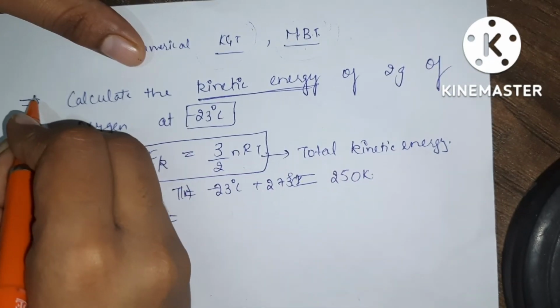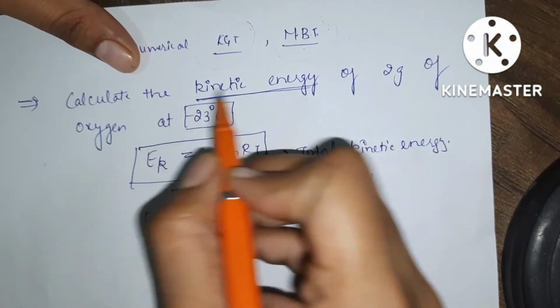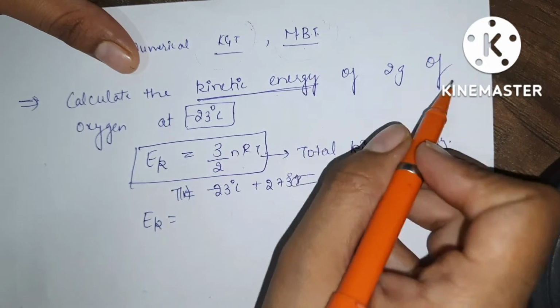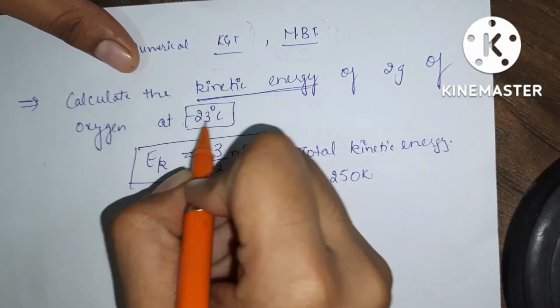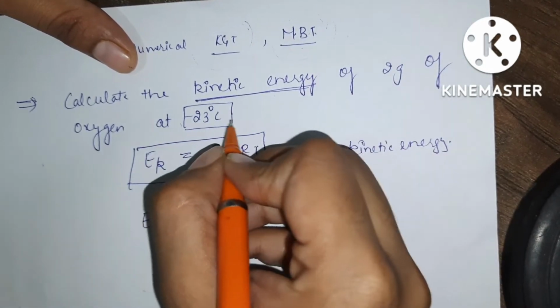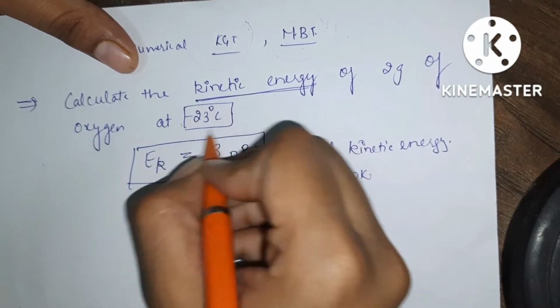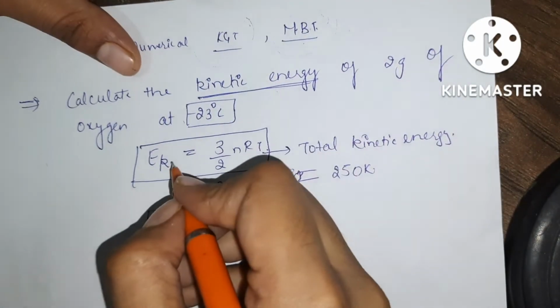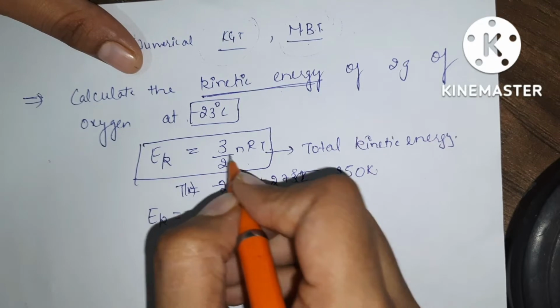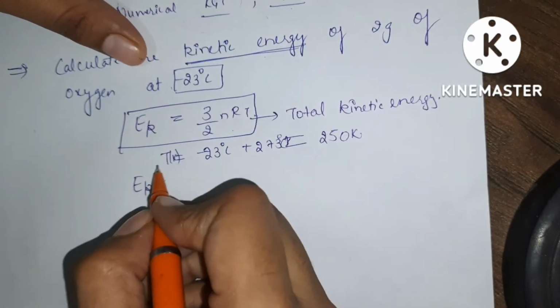So today I am going to start this numerical. Calculate the kinetic energy of 2 gram of oxygen at minus 23 degrees Celsius. So minus 23 degrees Celsius was the temperature. The kinetic energy formula is E kinetic equals 3 by 2 nRT.